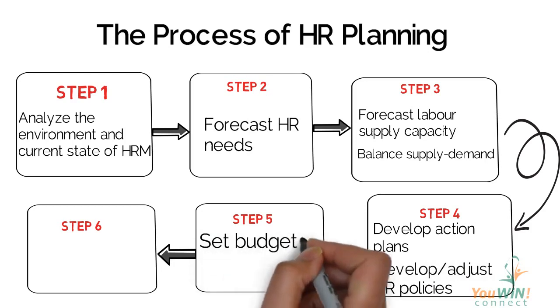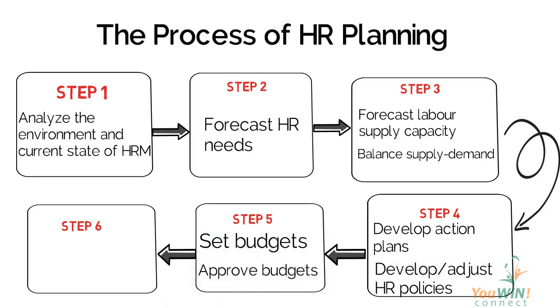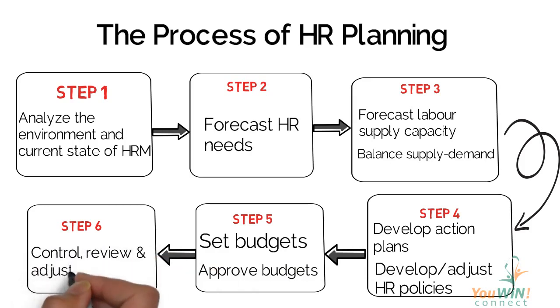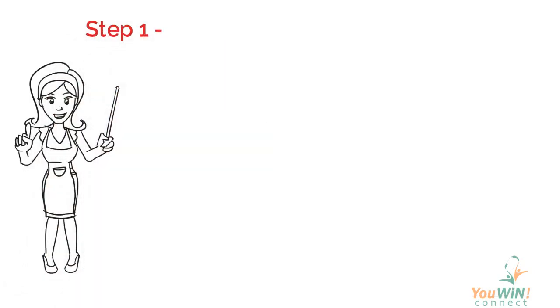In step 5, we set our budgets. We get them approved. And in step 6, this is where we look at, we control, we review, and we adjust the plan. It is a continuous process. When you review the plan, when you adjust the plan, then you can go back and revisit any of the other steps, the prior steps, and make the corrections there. Let's dig in now and look at step 1.